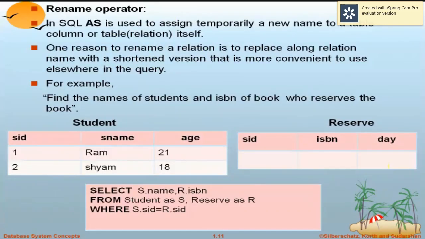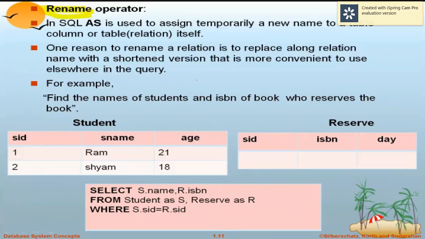Let's move further. Next one is the rename operator. The rename operator, as the name says, is helpful in renaming any column or the table itself. You can give a new name to a column or a table. And let me tell you one thing, this rename operator is not changing the permanent name of the table. It is only for simplifying your effort of writing the query.